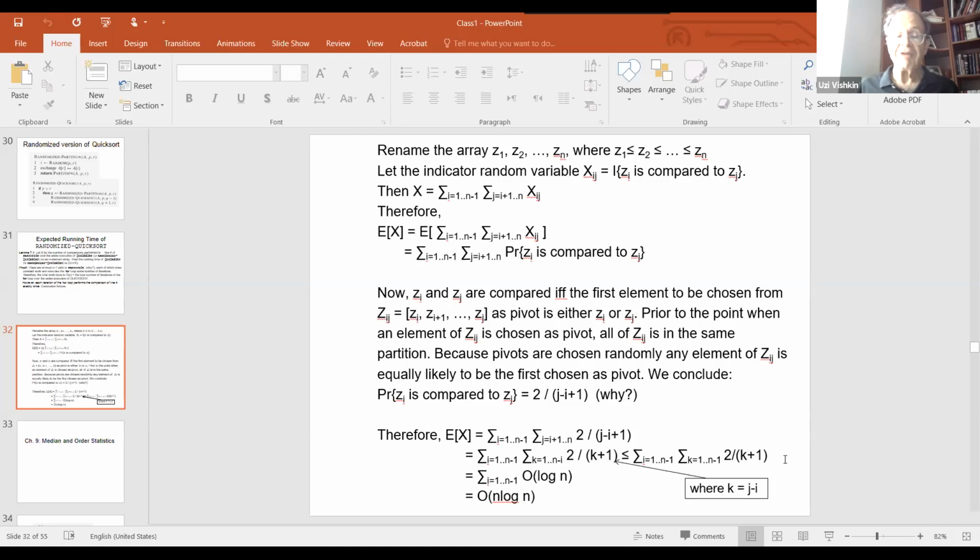So what we have here are summations, each of them upper bounded in the limit by big O of log n. And since I have n of them, it will be n log n. And this is the expected value of the runtime of quicksort. Any questions about that?